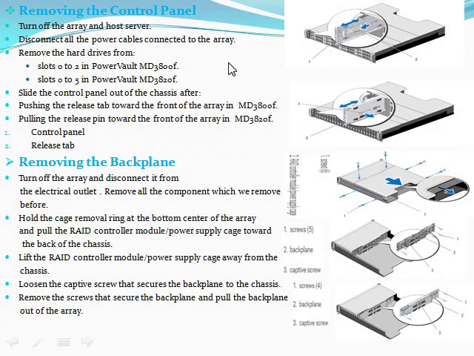Now, how to remove the control panel? To remove that, turn off the array and the host server. Disconnect all the power cables connected to the array. Remove the hard drive.